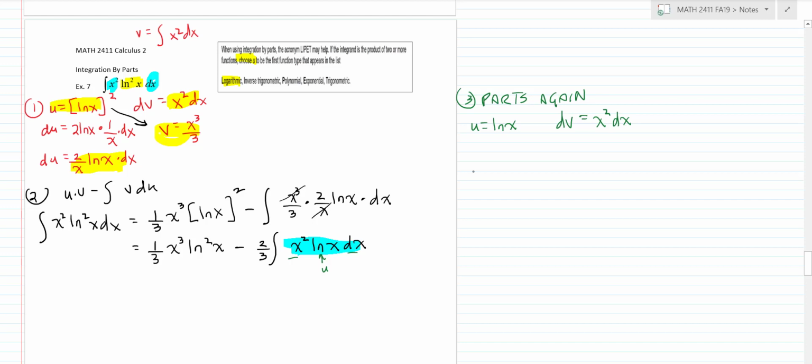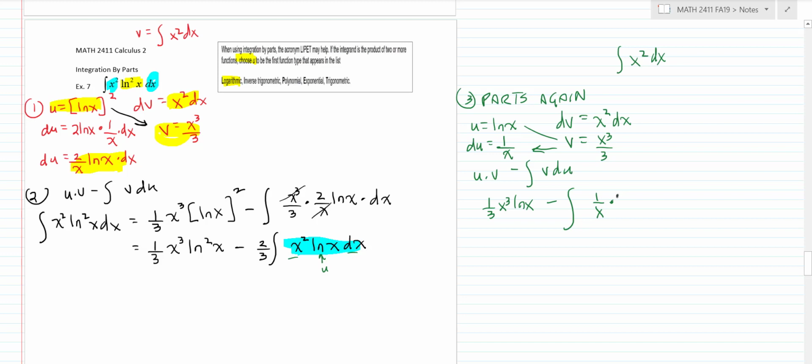Okay, so we're ready to get everything put together. What's du? du is the derivative of ln x, so that is 1 over x. v is the integral of x squared dx, so what's that? That's x to the third over 3. Putting this together with u times v minus the integral of v du, we get 1/3 x to the third ln x minus the integral of 1 over x times x to the third over 3 times dx.